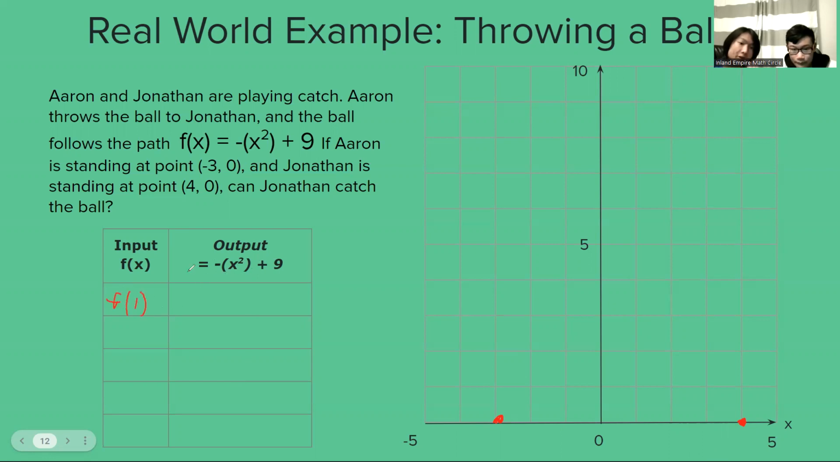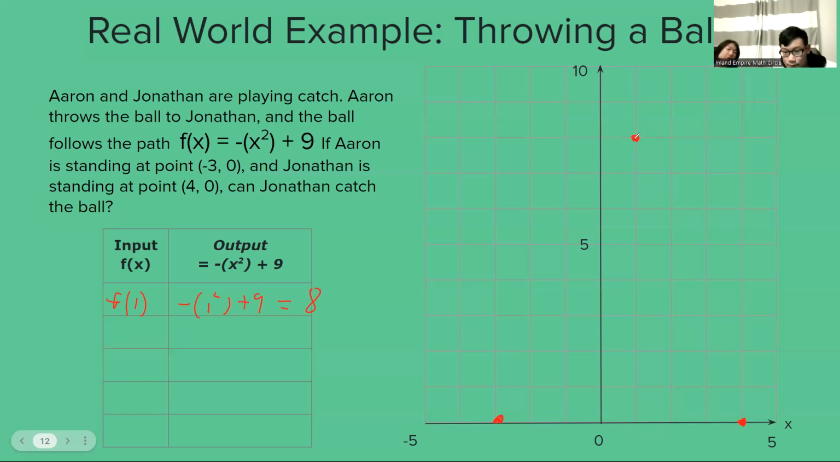So we can fill out our little function here, right? So what's f of 1? It's negative, we switch the x out for 1, 1 squared plus 9. And then by order of operations, we do the squared first. We get 1, and we get that negative. So 9 minus 1 equals 8. So at 1, this ball is here. All right, cool. It's a good starting point.